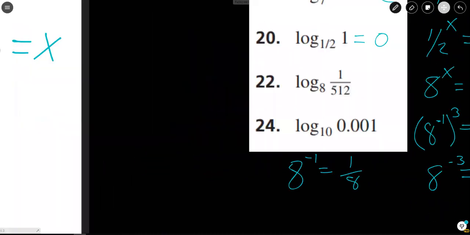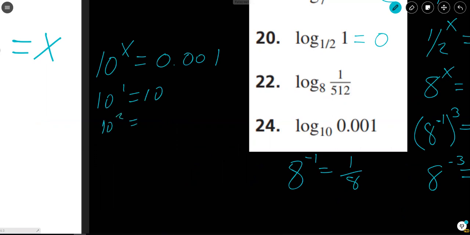All right. Similarly, number 24 says log base 10 of 0.001. So it's saying 10 to the x power equals 0.001. Well, hopefully you just see that these are powers of 10 here. 10 to the 1st is 10. 10 to the 2nd is 100, and so on. We just keep on adding zeros as we multiply.